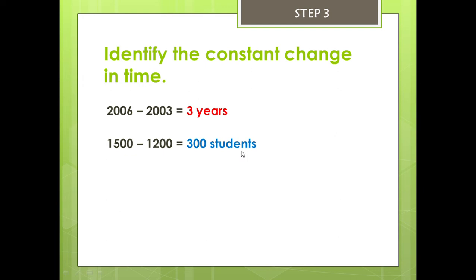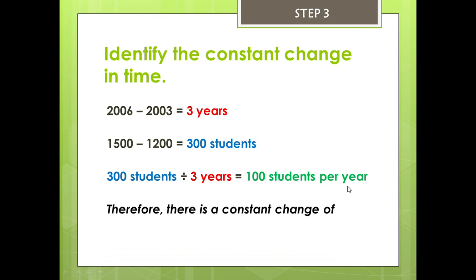To determine the number of students per year, kasi yun yung kailangan nating ma-identify, you have to divide the number of students by the number of years. So, that will be 300 students divided by 3 years, meron kang 100 students per year. So, meaning to say, nagkakaroon ng constant change na 100 students ang nadadagdag kada taon. Okay? So, therefore, there is a constant change of 100 students per year.